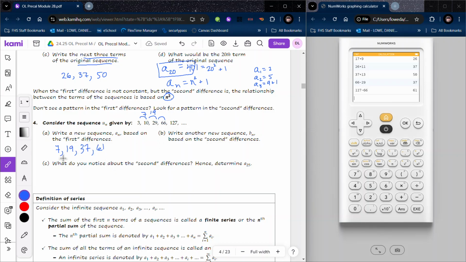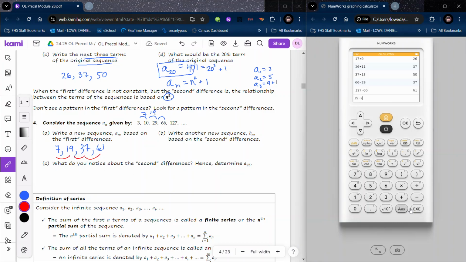All right, now let's look at the difference between each of these. All right, what's the difference between those? Well, 19 minus 7. 19 minus 7 is 12.